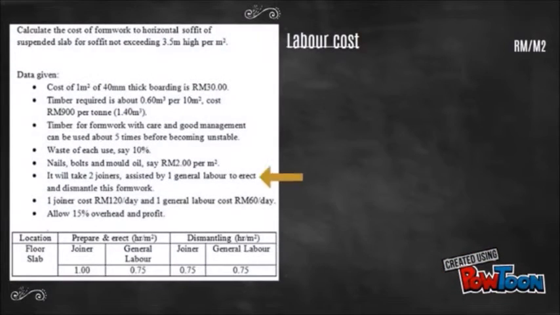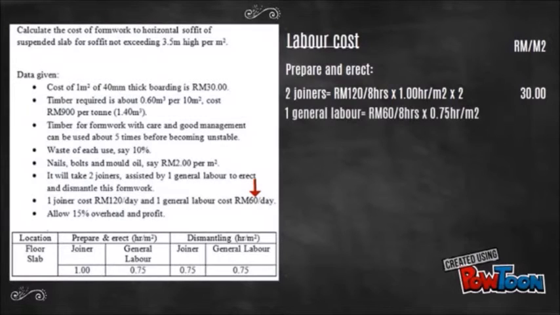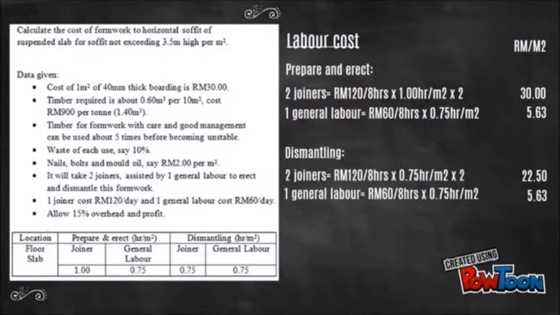In labor cost, erect and dismantle is done by 2 joiners and 1 general labor. So for prepare and erect, joiner cost is 120 ringgit per day, divided by 8 hours per day and times 1 hour per meter square labor constant. As we have 2 joiners, we need to times 2, so we get 30 ringgit per meter square. General labor cost is 60 ringgit per day, divided by 8 hours per day times 0.75 hour per meter square labor constant, we get 5 ringgit and 63 cents. For dismantling the calculation same as prepare and erect, we only change the labor constant. We sum up all the costs and get RM 63.76 for labor cost per meter square.